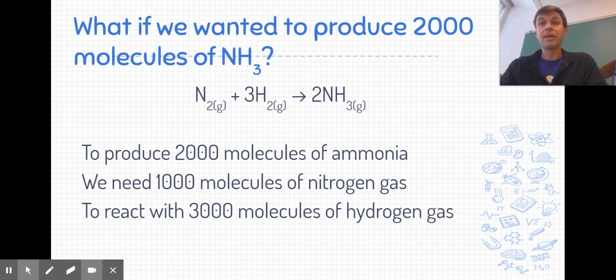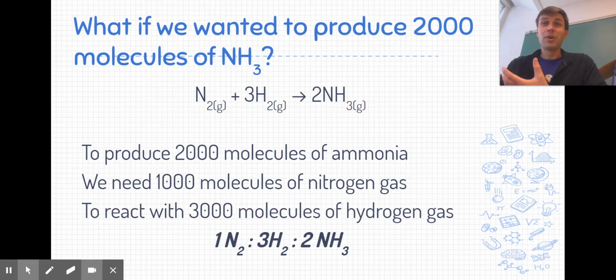So note that the ratio has been maintained. 1 nitrogen to 3 hydrogens produces 2 ammonia. 1 to 3 to 2. Now, 2,000 molecules, as we know, is actually not a lot of molecules. What we really want to do here is scale this way, way up to the quantities in which we react on a macroscopic level, something that we could actually weigh and experience in a lab.